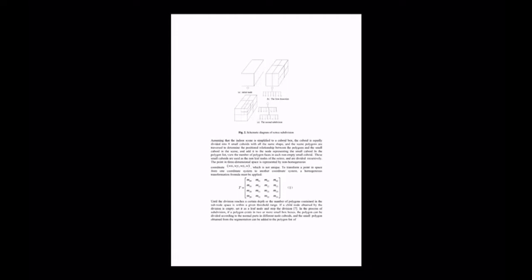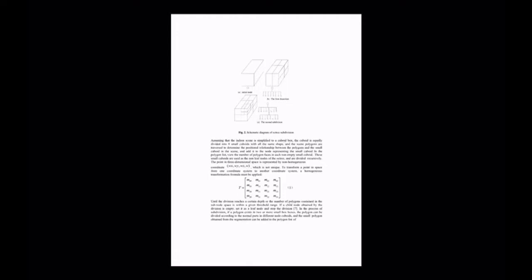View the number of polygon faces in each non-empty small cuboid. These small cuboids are used as the non-leaf nodes of the octree and are divided recursively. A point in 3D space is represented by non-homogeneous coordinates, which is not unique. To transform a point in space from one coordinate system to another coordinate system, a homogeneous transformation formula must be applied, which is as below.